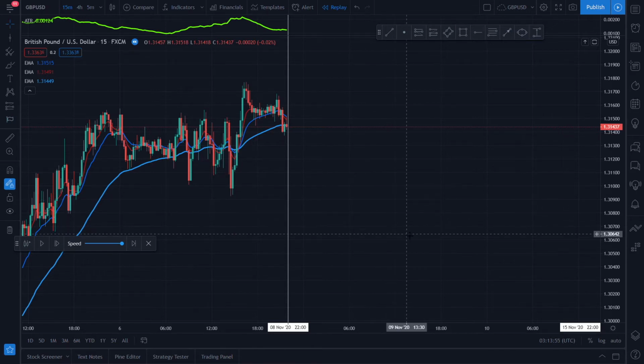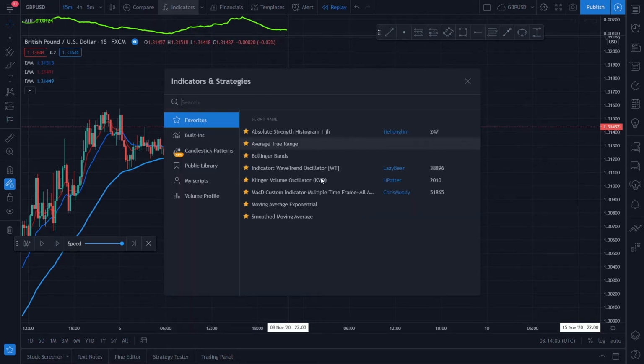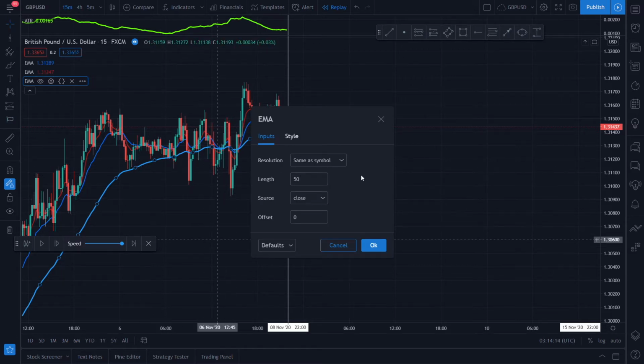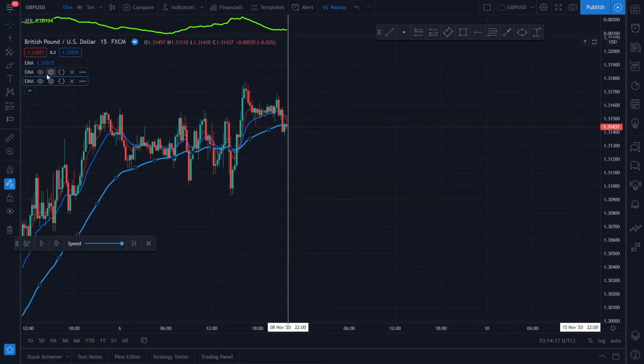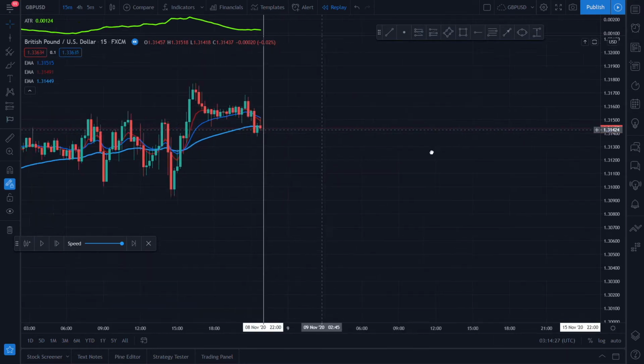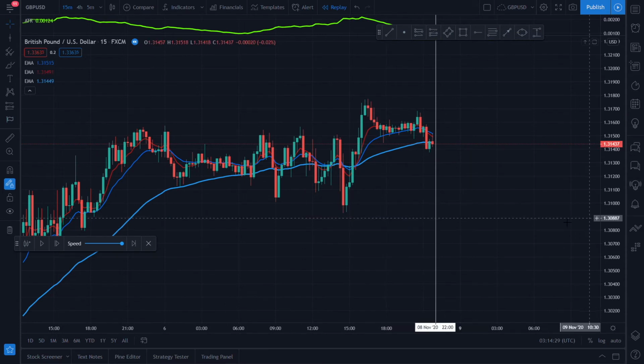So the first thing you guys want to do is you want to set up your EMAs. All right. So on TradingView, you want to go up to your indicators. And then you want to use moving average exponential. You want to add 3 of those. The first one is the 50. The second one is the 7. And the last one is the 15. You can customize the colors however you want. Do what you got to do.